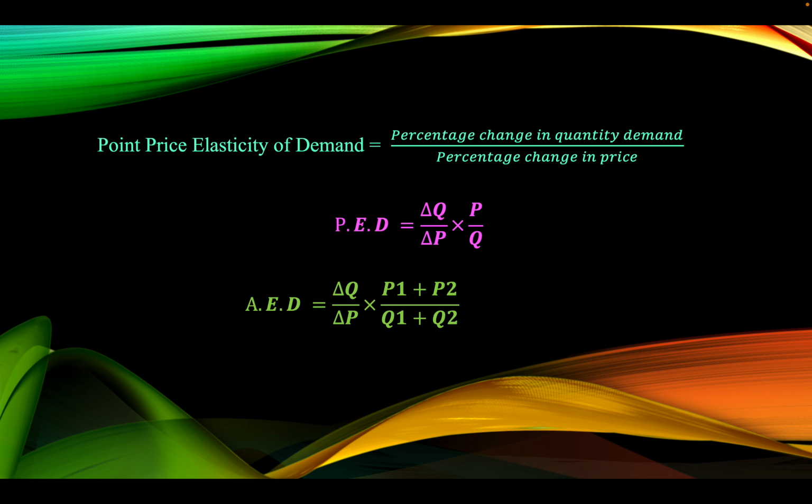You can see here the point price elasticity of demand. If you have the percentage data, you can use the percentage equation. So the point price elasticity of demand equals percentage change in quantity demanded divided by percentage change in price. If you have the normal data, you can use the price elasticity of demand to calculate delta Q divided by delta P into P divided by Q.